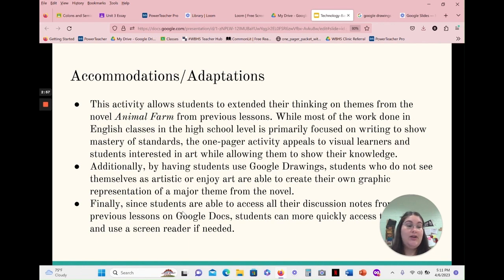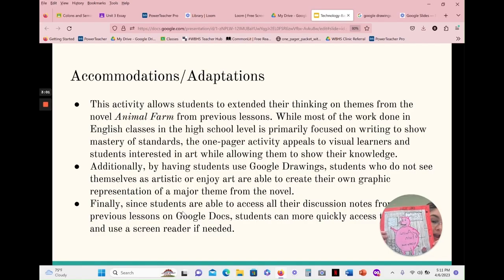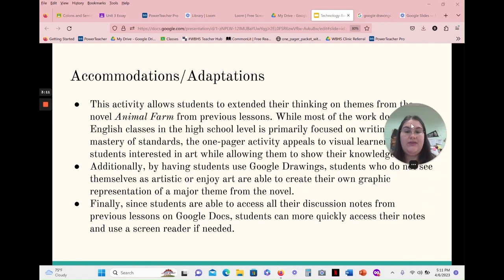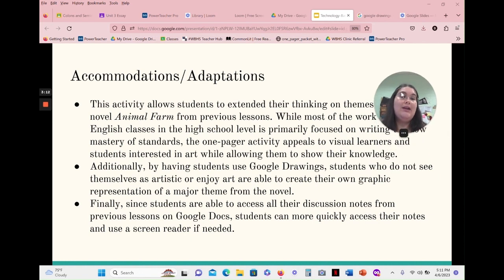Additionally, by using student drawings, even students who can't do this by hand have a way to be able to easily create visuals for their one-pager. And finally, since students are able to access all of their discussion notes from previous lessons on Google Docs, they can more quickly access their thoughts they already had on the novel, and students who need screen readers can use that to help them.